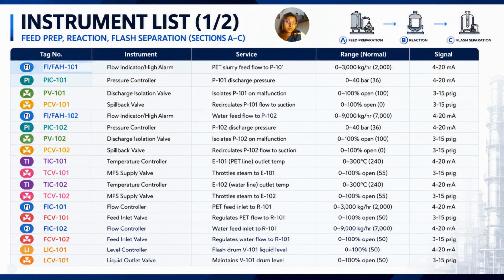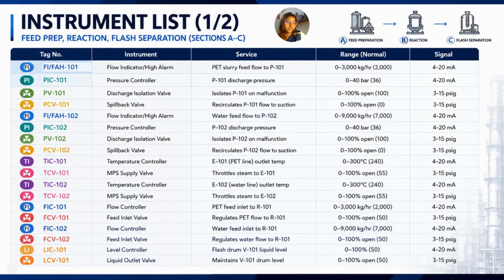Let's look at the comprehensive instrument list for our process. Because we have a full inventory here, I'm going to point out the most important control loops that drive our plant stability. Starting with sections A through C, feed lines for both PET slurry and water feed lines, we have flow indicators coupled with pressure controllers. These work alongside safety isolation valves and spillback valves to manage raw material delivery.